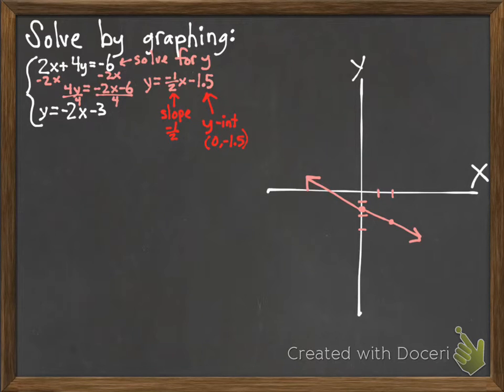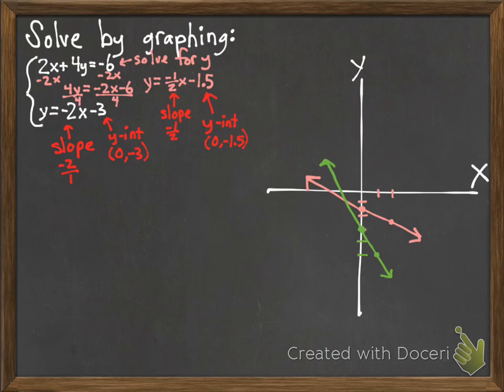Now that we've graphed the first line, we're going to graph the second one. Luckily, it's already in slope-intercept form, y equals mx plus b. We've got y equals negative 2x minus 3, which means negative 2 is our slope, which we put over 1 to go down 2 over 1. And our y-intercept is negative 3, so we start at the point (0, negative 3) and go down 2 over 1 to graph this.